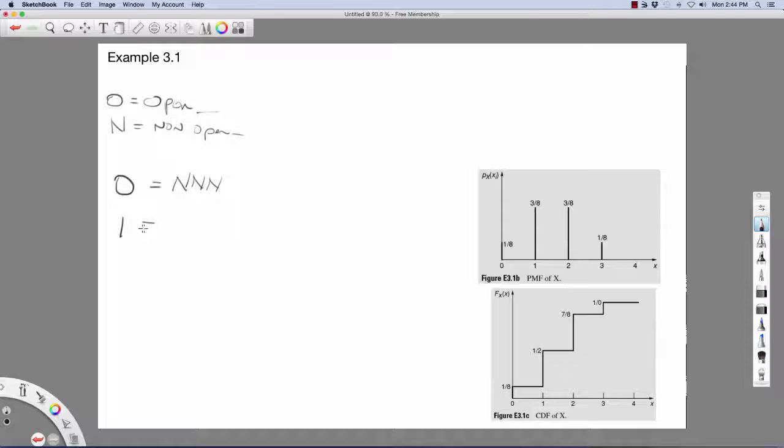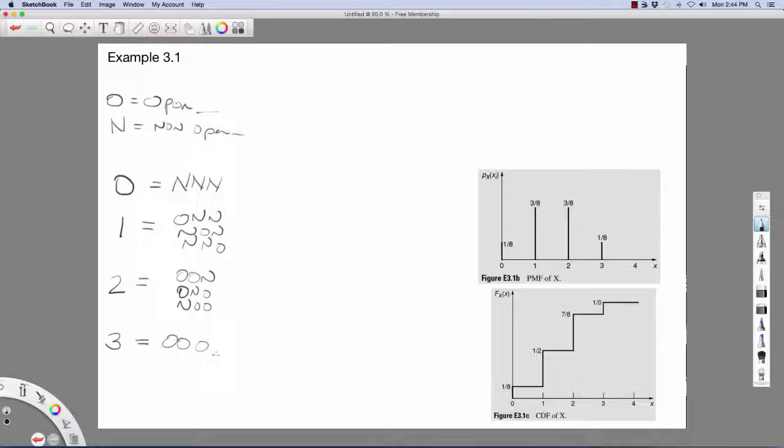The case where we had 1 operational, we could have either ONN or NON or NNO. In the case where we had 2 operational, we could have OON, ONO, or NOO. In the case where we had 3 operational, there was just a single event of all 3 being operational. So recall that this is 1, 3, 3, 1, 8 total possible outcomes in our sample space. So we wrote out all the possible outcomes.